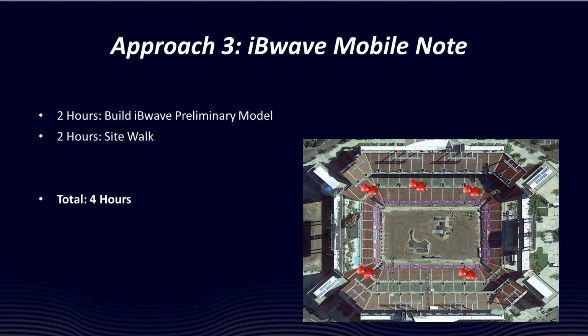What we found was so amazing about going from approach 2 to approach 3 was that every picture we were taking, every annotation, every note, everything we were doing was already geocoded to the right layer in iBwave, the right location in iBwave, and the RF engineer saw exactly where the IDF closets were going to be, exactly where the cable runs were going to be, and it was all synchronized perfectly back with iBwave Design in the office.